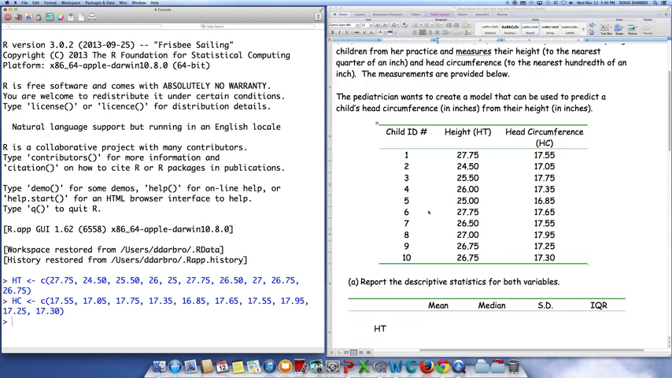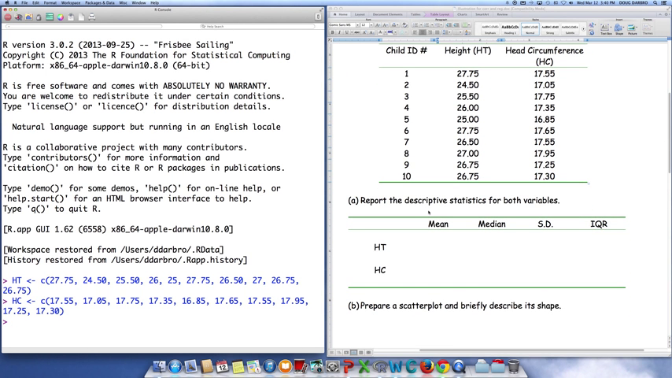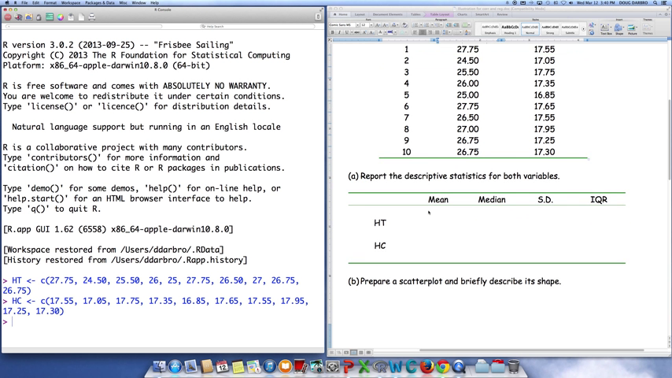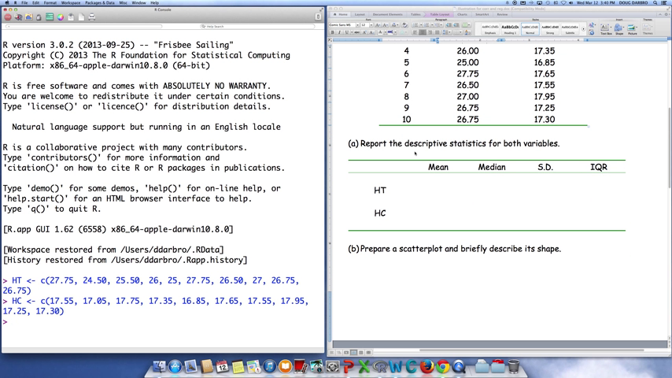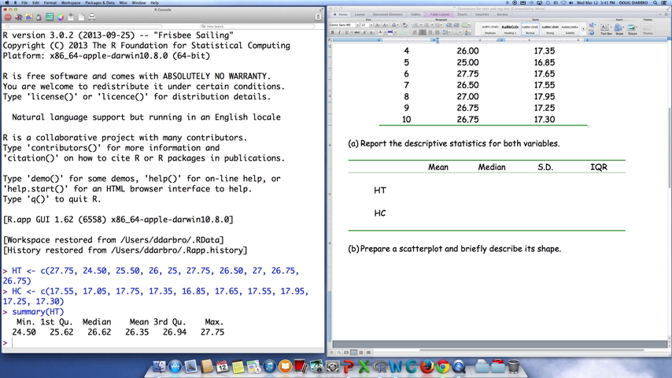Now I want to run back over to the worksheet, and let's work through this together using R. Okay? So part A, report the descriptives for both variables. Probably the easiest way is to go summary HT. Summary HT is going to give me a lot of the answers that I need.